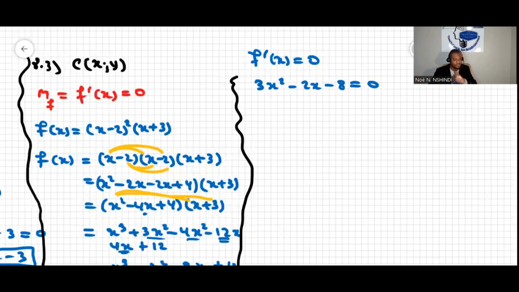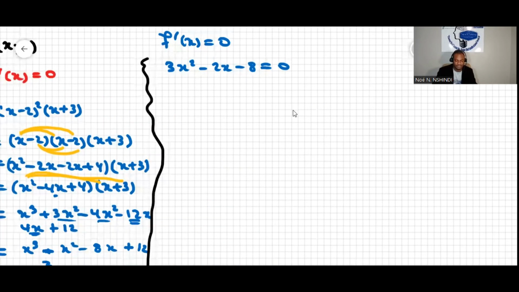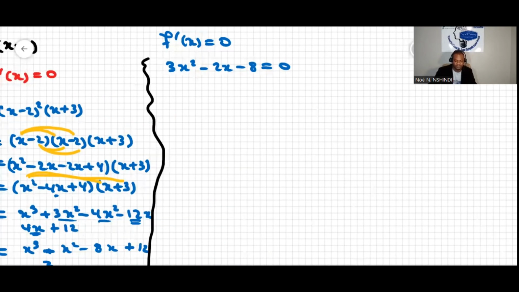Now we can solve this by factorization. Let's do 3 times 8, that makes negative 24. The factors of 24 are 1 and 24, 2 and 12, 3 and 8, 4 and 6. That's all. Now we look at the list of factors. Which couple will make negative 2? The couple that can make negative 2 is positive 4 and negative 6.